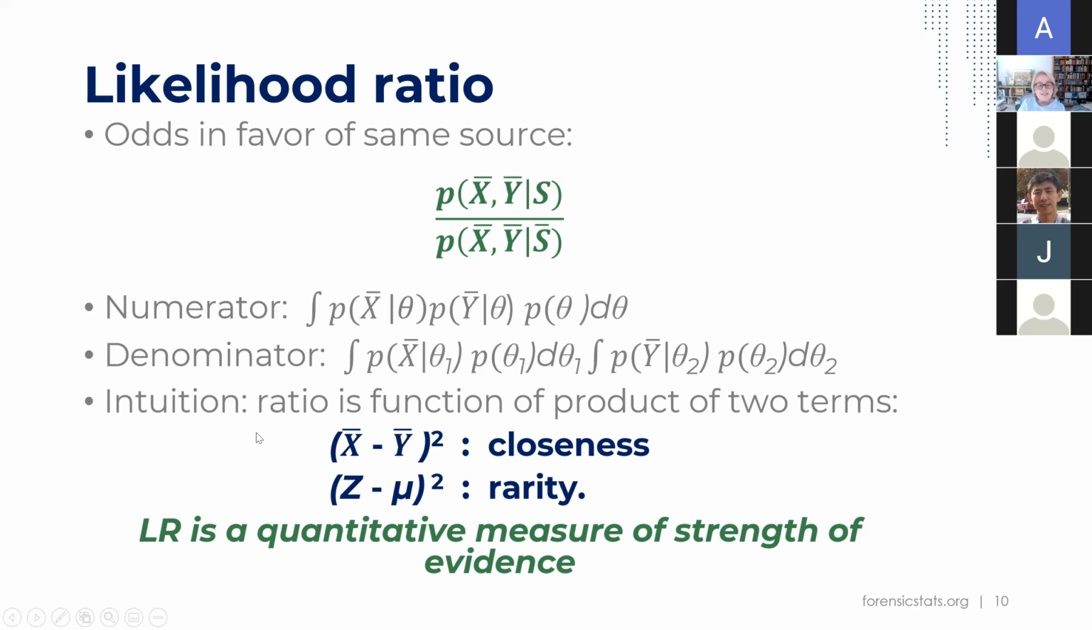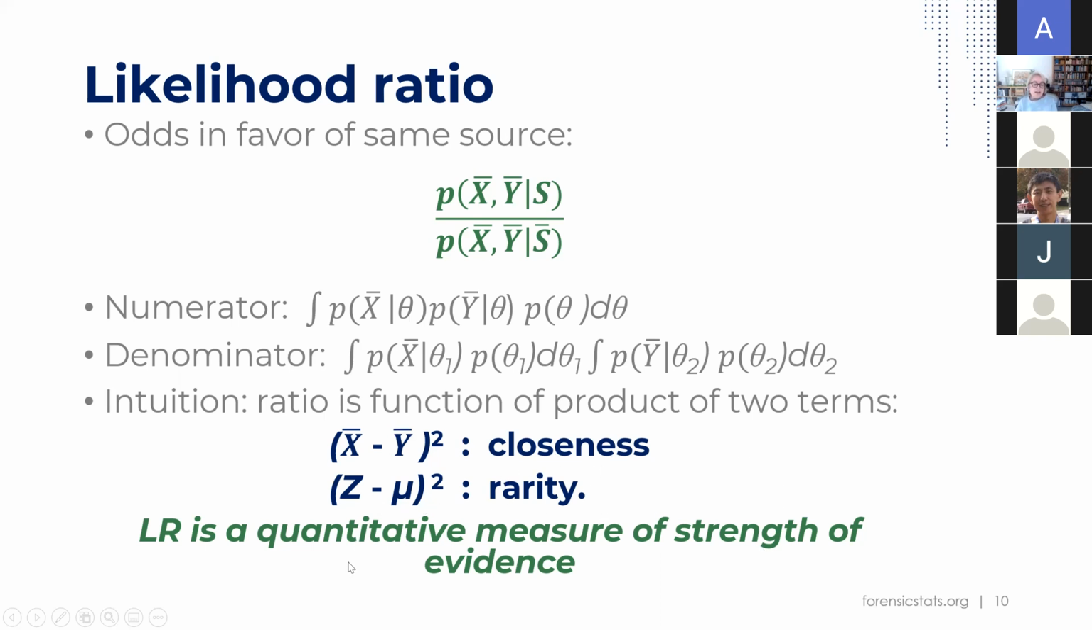It turns out that this ratio was a function of the product of two terms. The first term is the squared difference between X bar and Y bar, and that has to do with similarity: how similar are these two sample means? The second one had to do with rarity, and this Z here is a weighted average of X bar and Y bar. You look at how far away the average of these two is from mu. Remember, mu was the overall mean, the mean of the generating distribution of theta 1 and theta 2. And so this squared difference has to do with rarity.